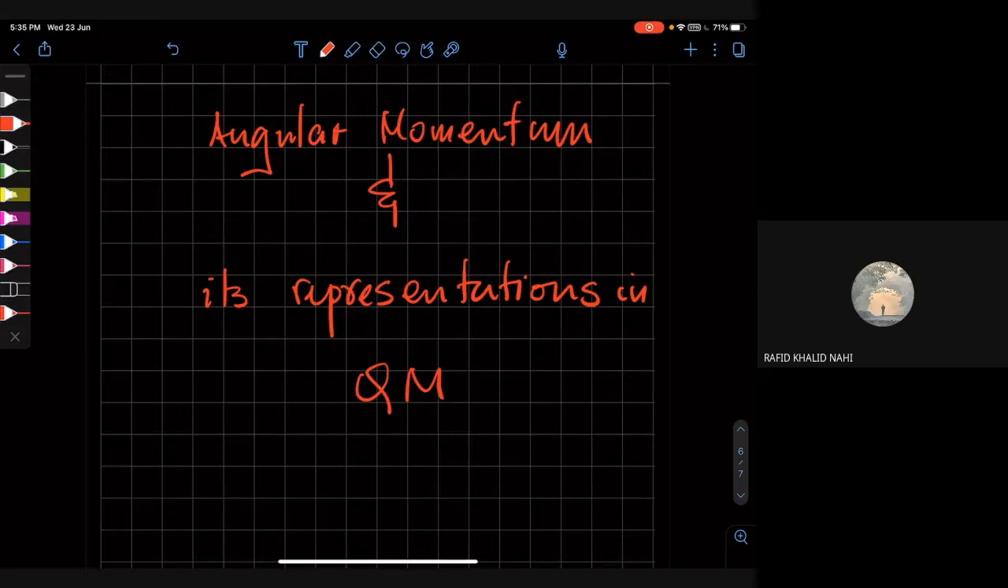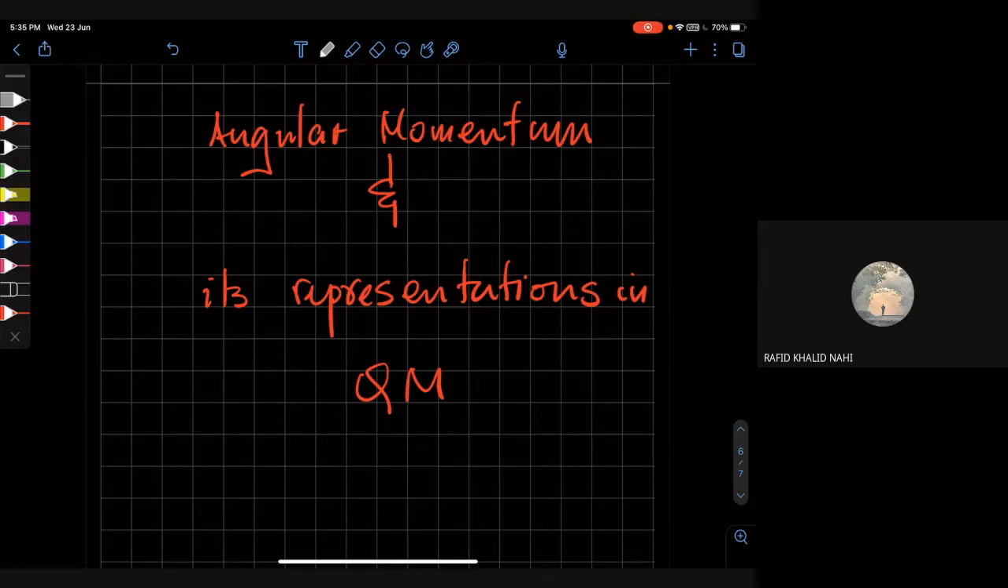The technique that I will go over today about deriving the representation of angular momentum in quantum mechanics plays an important role in group theory. It's one of the most central things in the theory of representations of Lie algebra.